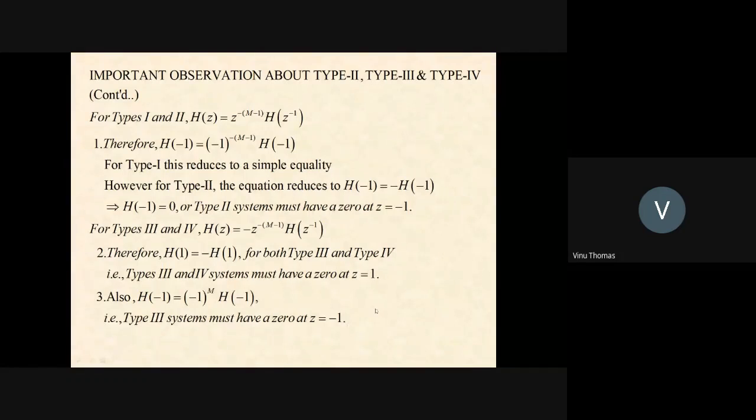And thereafter, you can find the other roots by factorizing the polynomial by z minus 1 and z plus 1. So that way you can factorize the polynomial. So we will do some examples today.